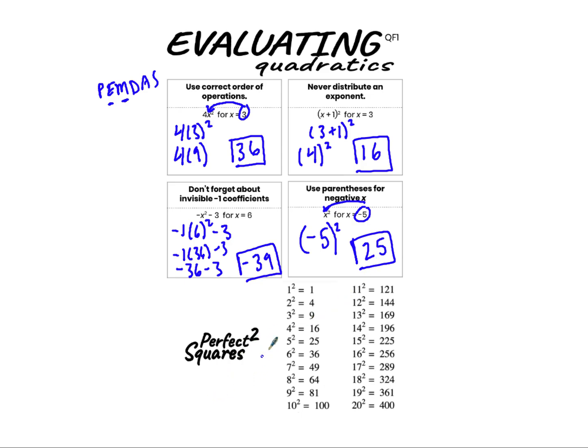At the bottom of this toolkit is our list of perfect squares up to 20, and you should start getting comfortable with these perfect squares. 1 squared is 1, 2 squared is 4, 3 squared is 9, 4 squared is 16. In general, these are values that we expect you to have memorized, and if we were to have assessments, you wouldn't have a calculator for this sort of problem. So in any case, just go ahead and start practicing your perfect squares.